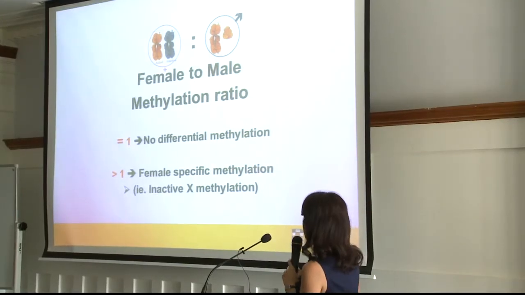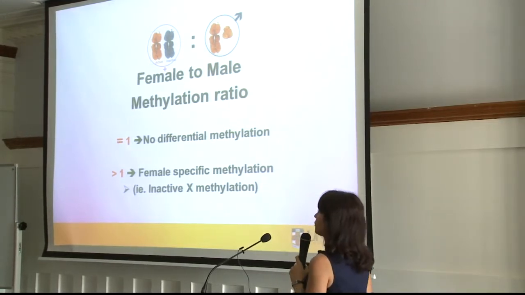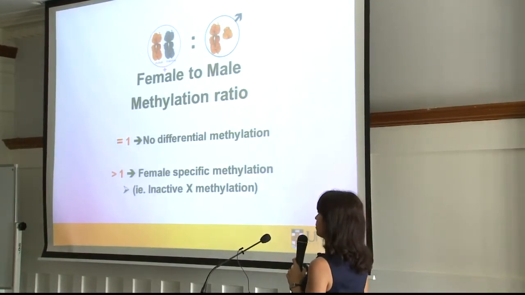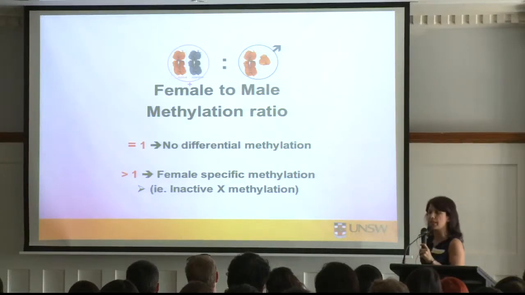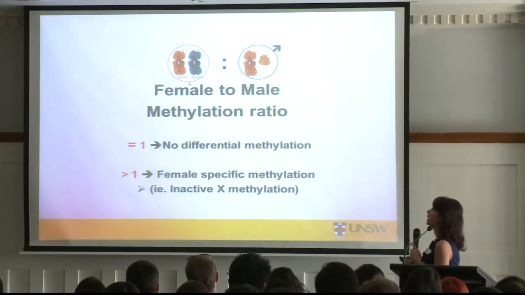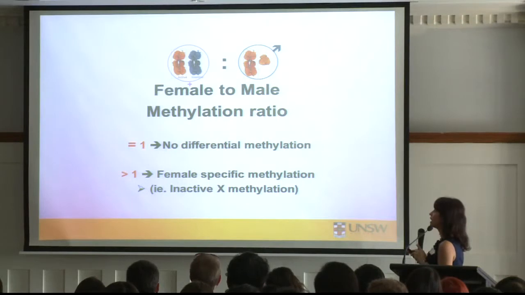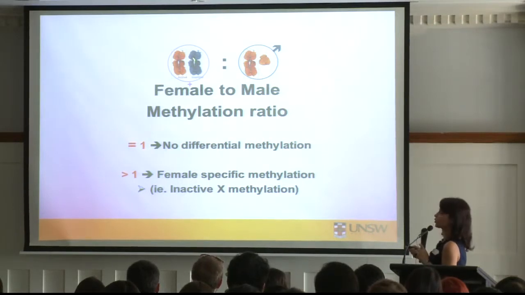So I'm going to show you results of a female-to-male methylation ratio. If there is no differential methylation between female and male, then you would expect this ratio to be equal to 1. However, if there is female-specific methylation, this ratio is going to be greater than 1. Since we've said that the active X and the male X are identical in their methylation pattern, this female-specific methylation should be on the inactive X chromosome.